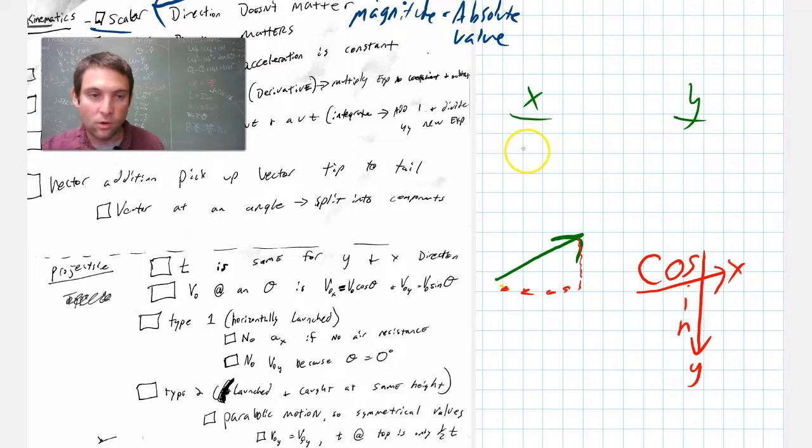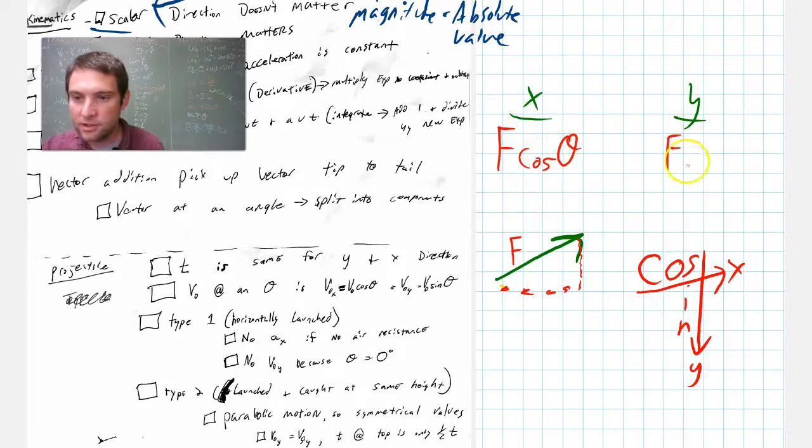If we're looking for our horizontal component, then I'm going to call this green vector F. Then it's going to be the magnitude of the vector times cosine of the angle, magnitude of the vector on the y times sine of the angle. And then you would actually calculate that out.